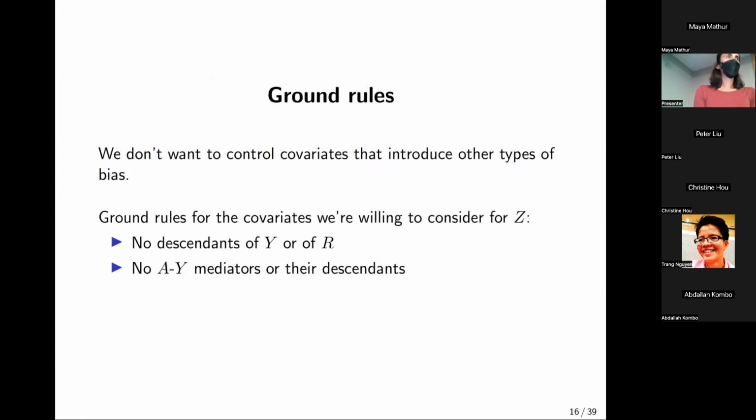Okay, now another thing that's interesting about selection bias that's different from confounding is we need some ground rules about which variables we are willing to consider adjusting for. So in particular, we don't want to adjust for variables that are going to cause other types of bias, even as they eliminate selection bias. So for example, we don't want to condition on variables that are affected by the outcome or affected by the selection indicator. That would basically give us something that's not interpretable as the causal effect we want. We also don't want to condition on mediators or variables that are affected by mediators, because that would block part of the total effect. And so that would not be helpful.